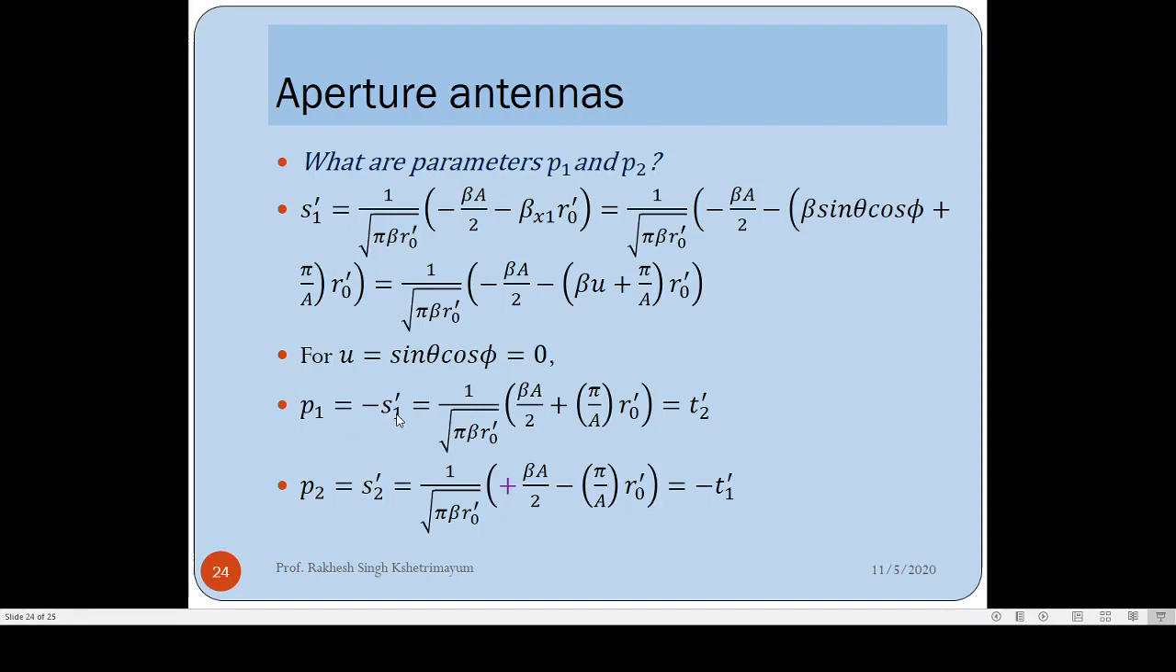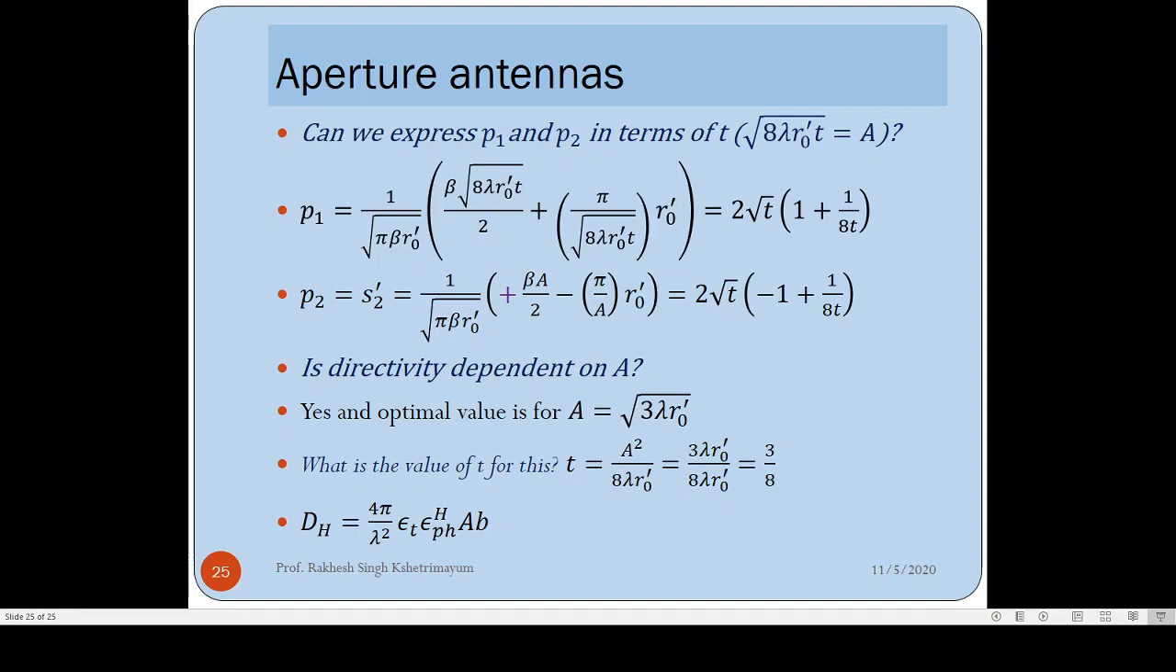P1 is minus S1 dash when u becomes 0, and you can see that minus S1 dash is equal to T2 dash when u is 0. Similarly, P2 is equal to S2 dash, equal to minus T1 dash when u is 0. U is sine theta cos pi.